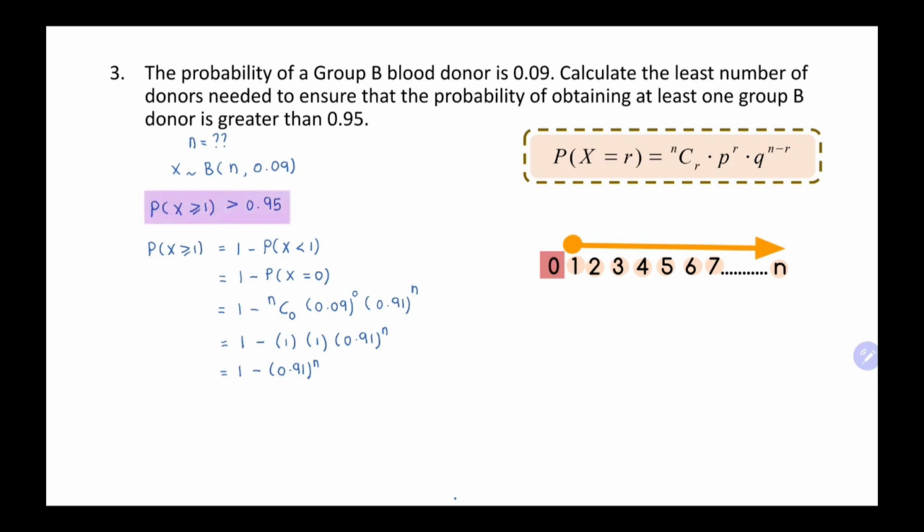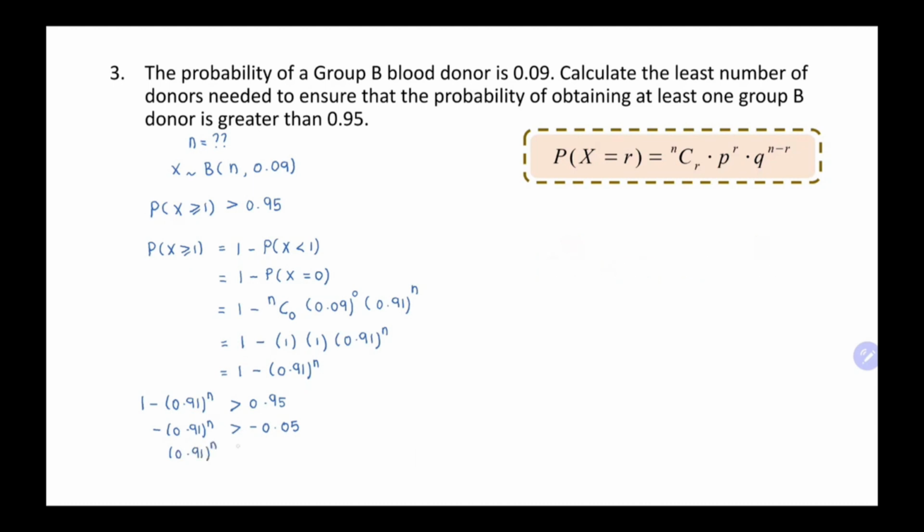Okay, P(X) greater than or equals to 1 greater than 0.95. So 1 minus 0.91 power of N is greater than 0.95. Then we solve, we get negative 0.91 power of N, we get negative 0.05. We cancel out the negative, then we get 0.91 power of N. Don't forget to change the sign, so become less than 0.05.